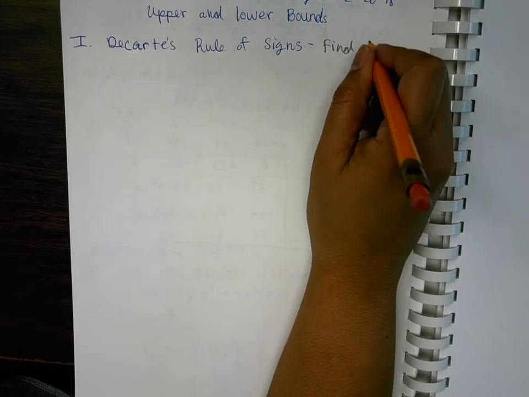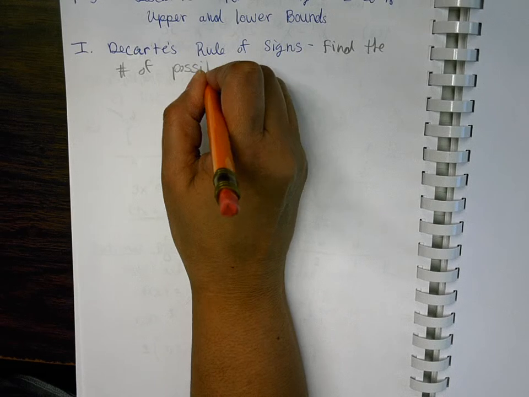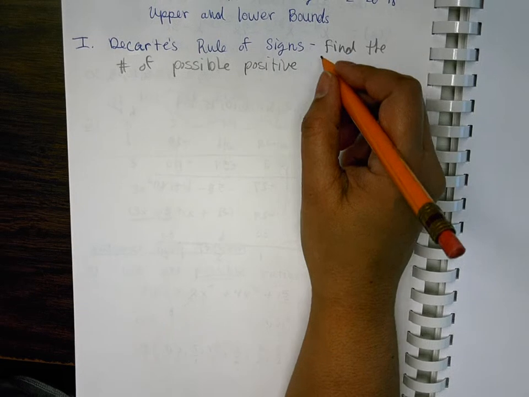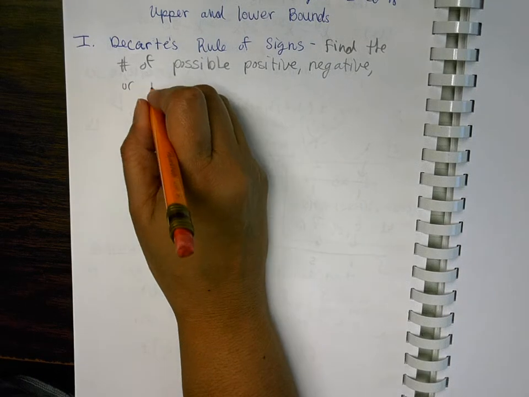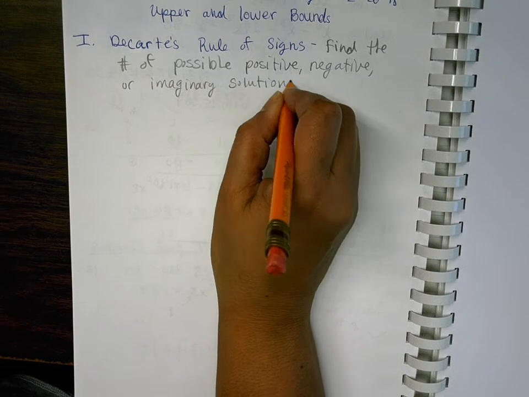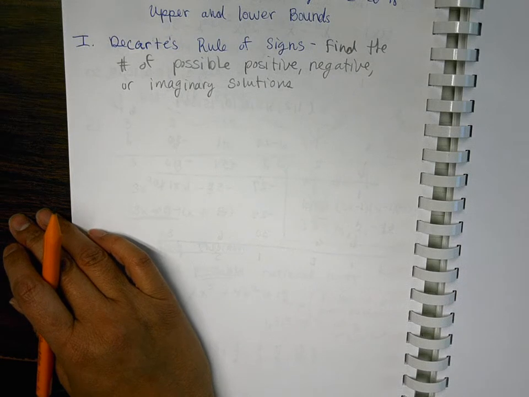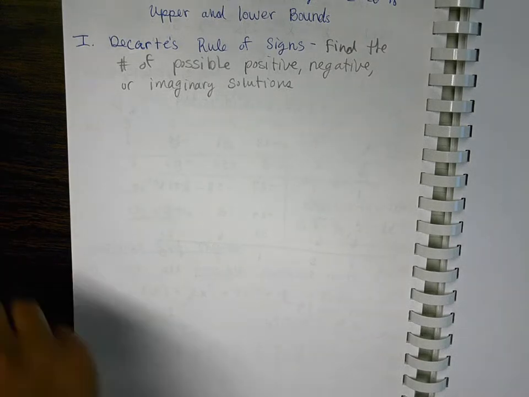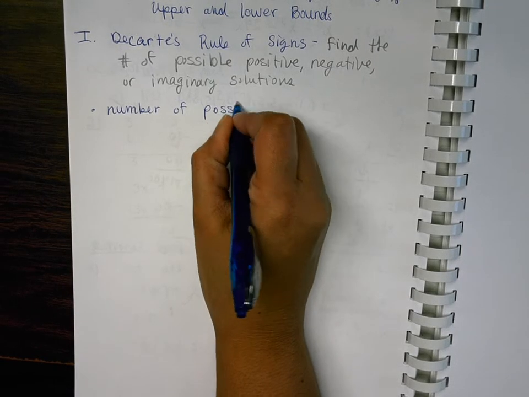Alright, so Descartes' rule of signs will help us find the number of possible positive, negative, or imaginary solutions. Alright, so how do we find it?